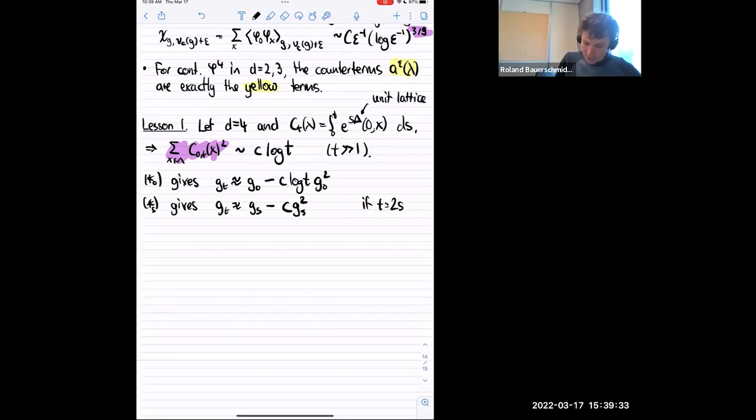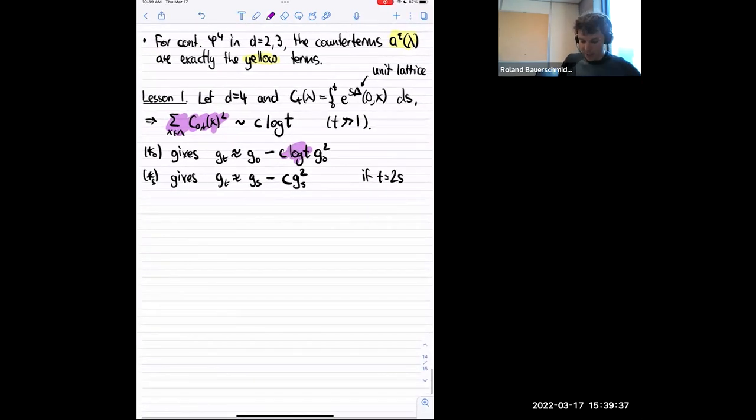On the first line, you get an equation with a divergent coefficient. And on the second line, you get an equation with a coefficient of order 1. The first equation really only has a chance to be useful if g naught is extremely small, it has to beat log t. It's not the regime we're interested in for the infrared, the long distance problem. The second one doesn't have this problem.